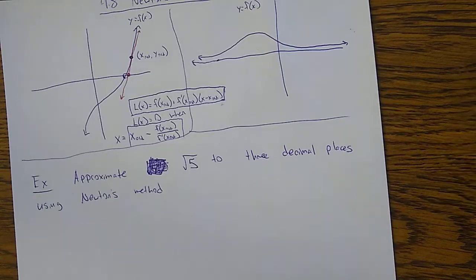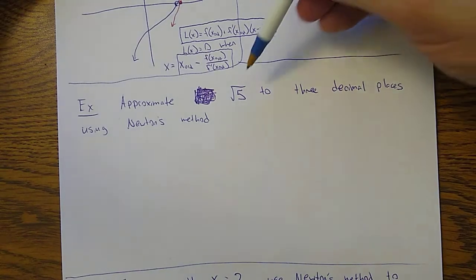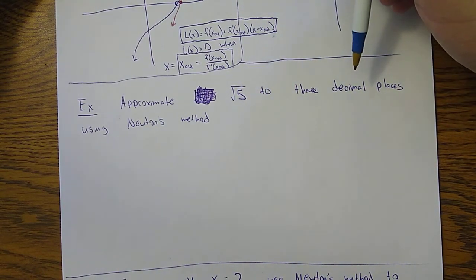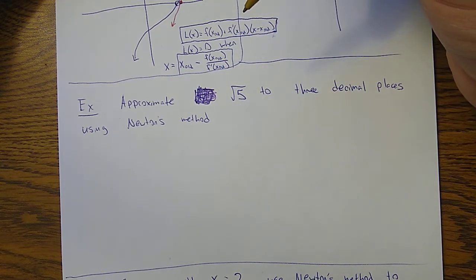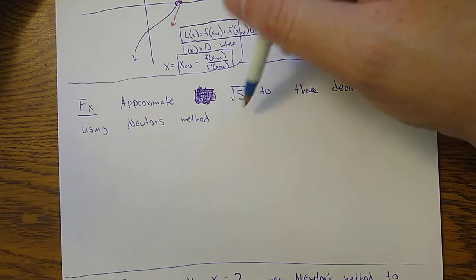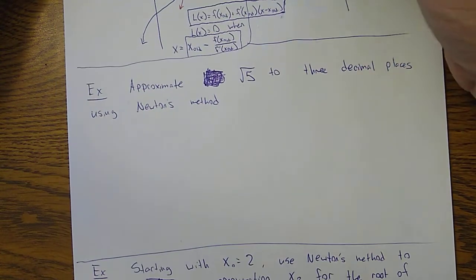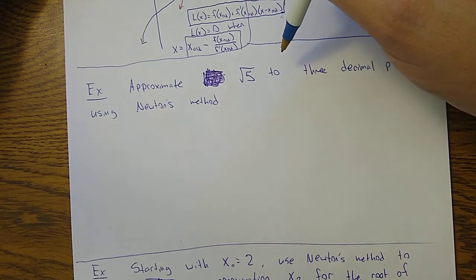Right, let's use this to approximate the square root of 5 to 3 decimal places. Of course, we all have calculators that can do this, but let's not just put square root of 5 into our calculator. Let's see how Newton's method works to do this.